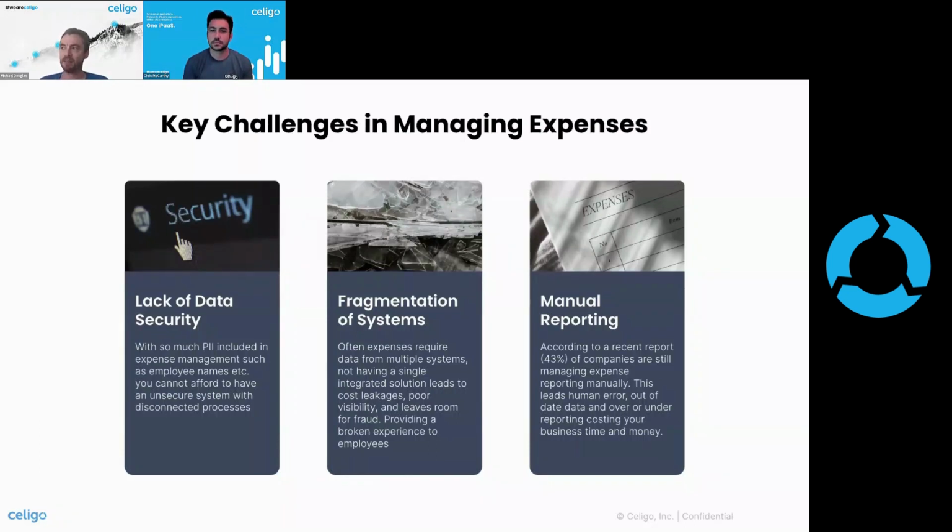And then lastly, manual reporting, right? According to a recent report, 43% of companies are still managing expense reporting manually. So that's crazy. Nearly 50% of all organizations are pushing out reports manually. And that, of course, leads to human error, out-of-date data, and under-reporting on business time and money, right? It's a significant gap within your organization.